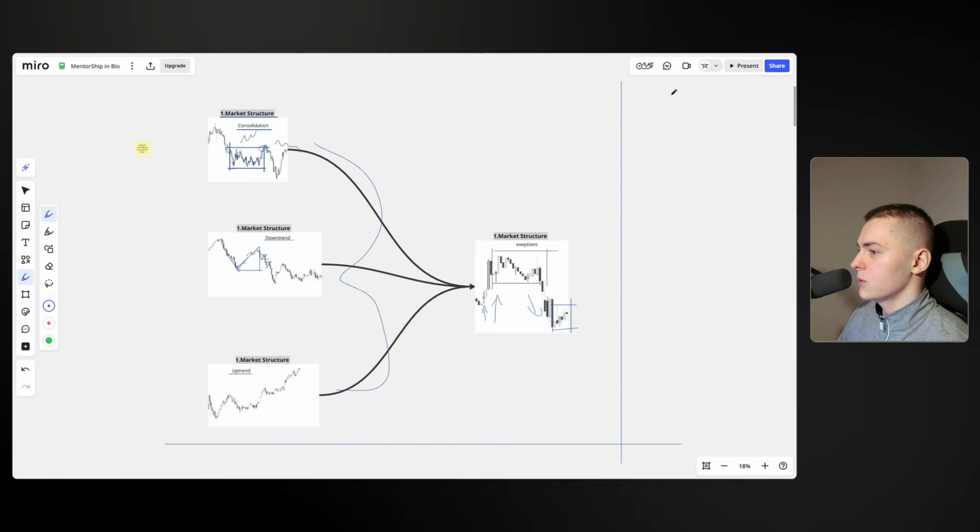And that is basically it for the market structure. You have to master all of these 3 different forms of market structure. And if you have done that, you already know where the price is going to go next and in what phase we are currently in the market.